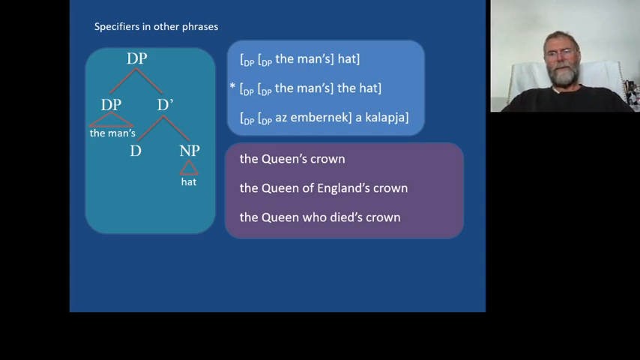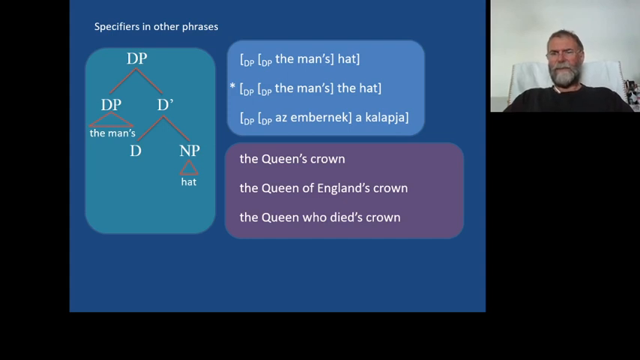Okay. However, consider the next one, the Queen of England's crown. Now here, England is not the possessor of the crown. It's still the Queen that owns the crown, not England. And yet the possessive marker is on England. So that seems to be something strange going on there.